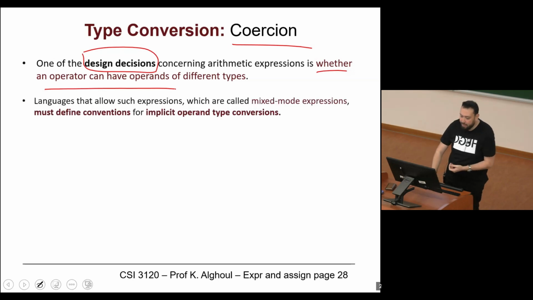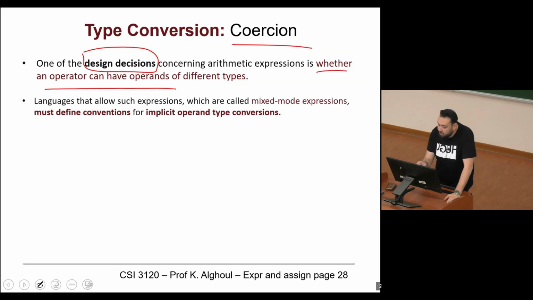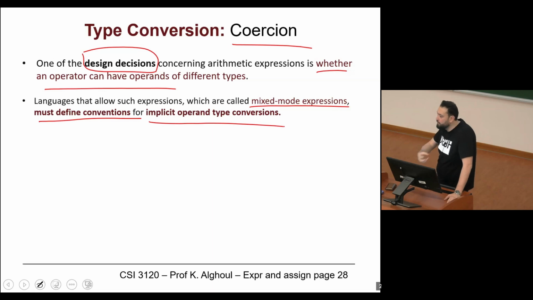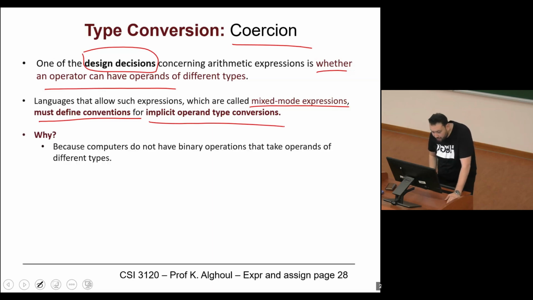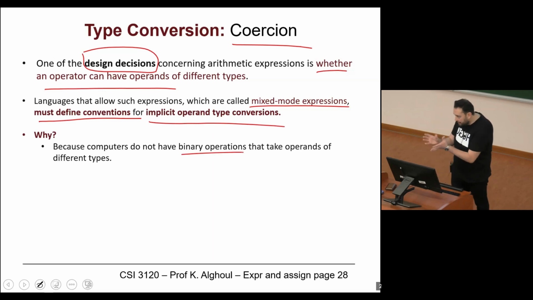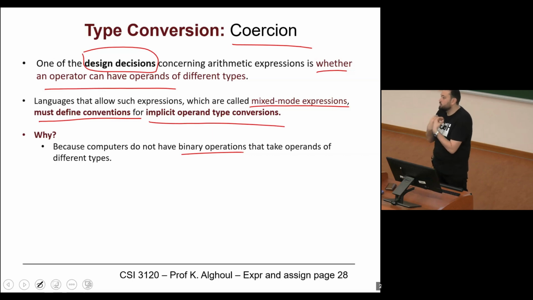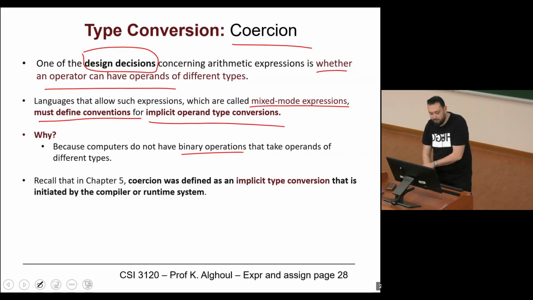So what's going to happen? Languages that allow such expressions, which are called mixed-mode expressions, must define conventions for implicit operand type conversions. So you have to define something for the compiler to be able to use it. Why? Because computers do not have built-in binary operations that take operands of different types. You have to actually help the computer to take the decision.